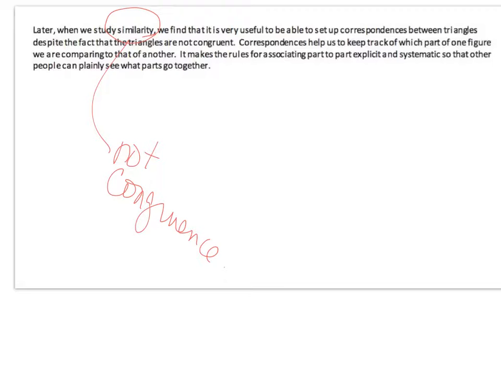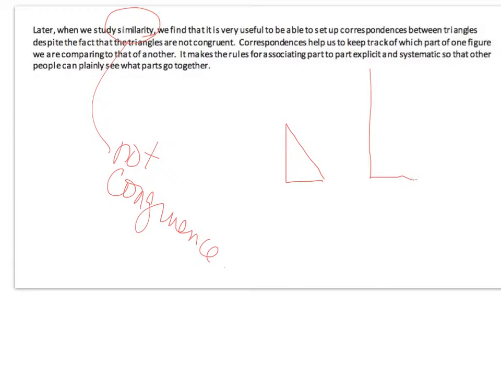We find that it is very useful to be able to set up correspondences between triangles, despite the fact that the triangles are not congruent. Correspondences help us to keep track of which part of one figure we are comparing to that of another. It makes the rules for associating part to part explicit and systematic so that other people can plainly see what parts go together.